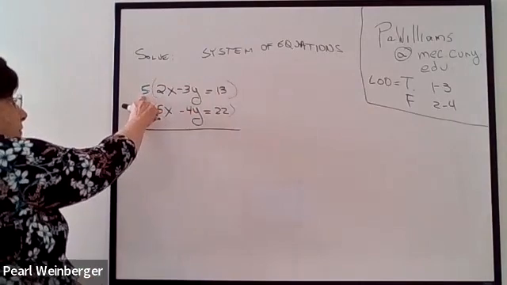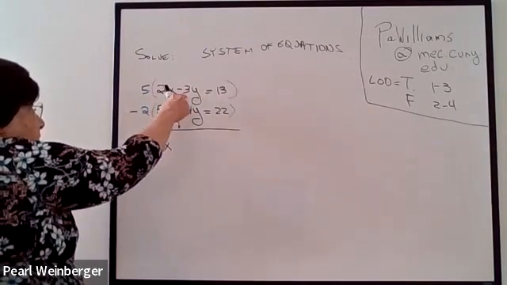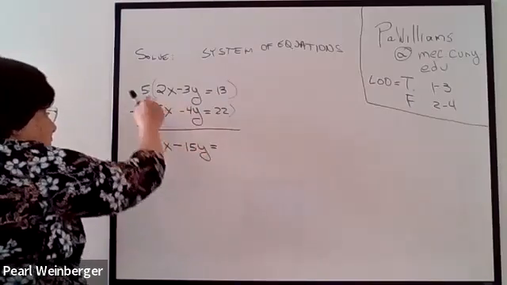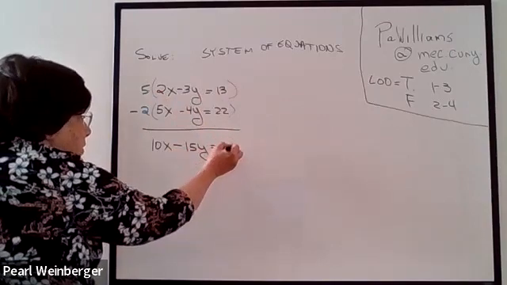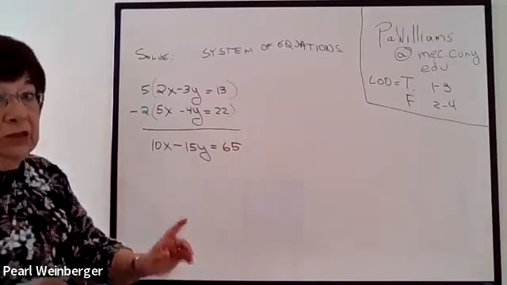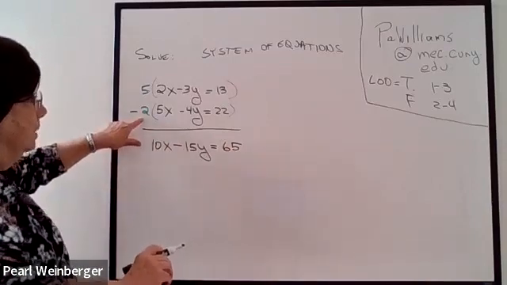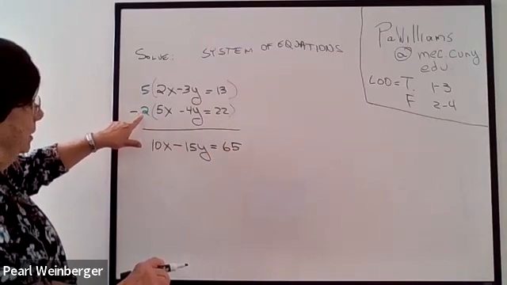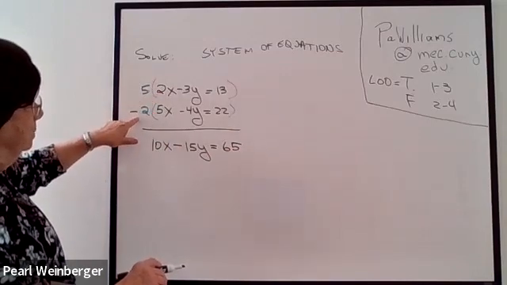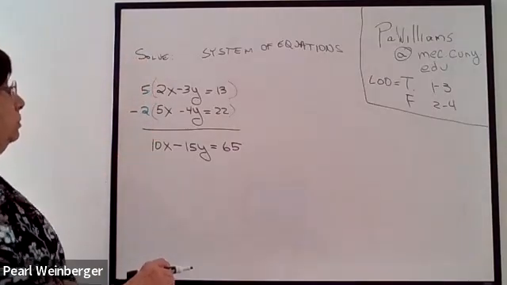Multiplying the top equation by 5 gives me 5 times 2x, which is 10x. 5 times negative 3y is negative 15y, equals 5 times 13, which is 65. Notice I multiplied every single term by that 5. Now I go to my second equation, and I'm multiplying by negative 2. Remember, I'm multiplying by 2 because this one was 2, and I'm using the negative so that one will turn out to be positive and one will turn out to be negative.